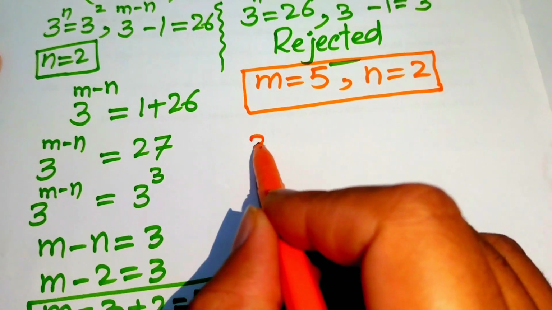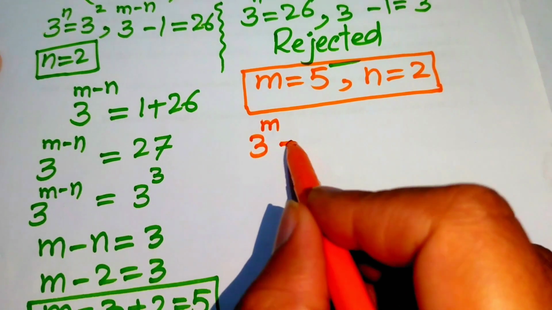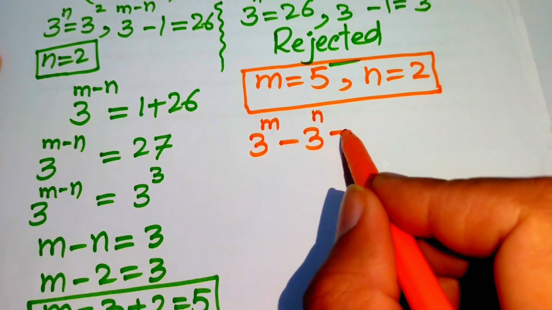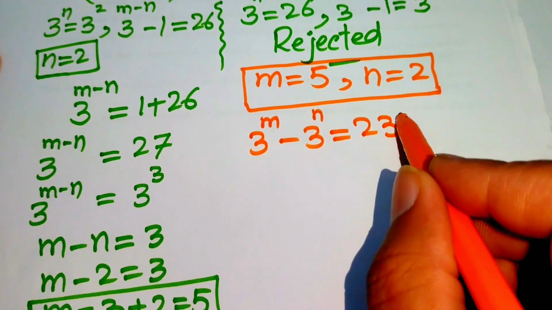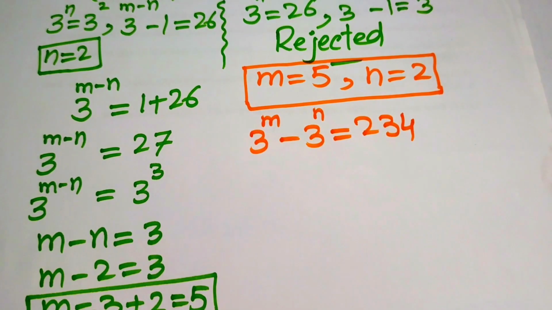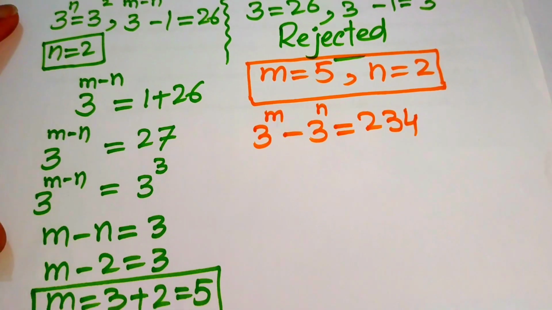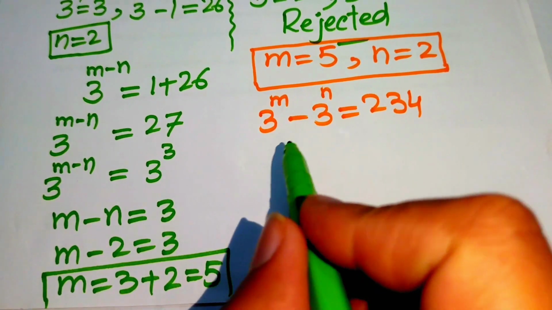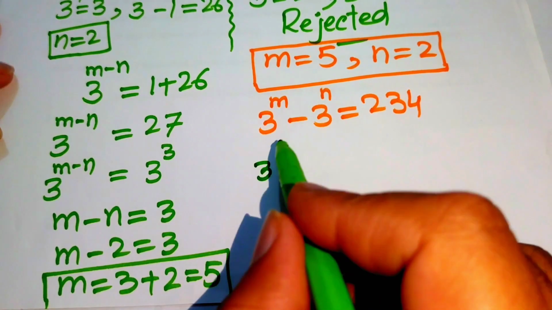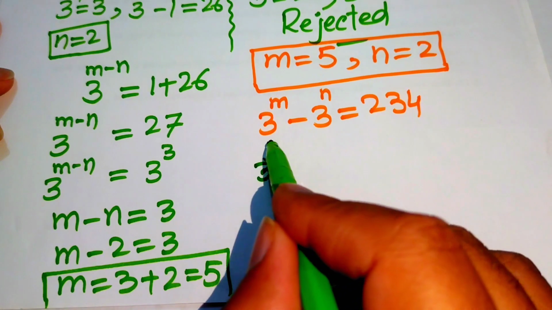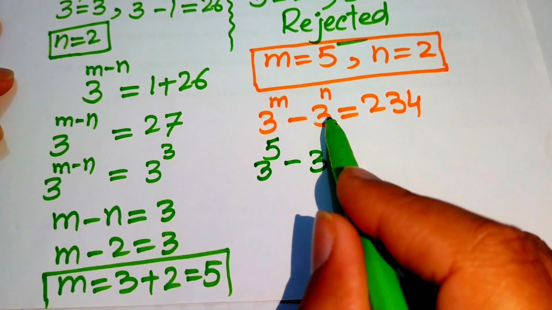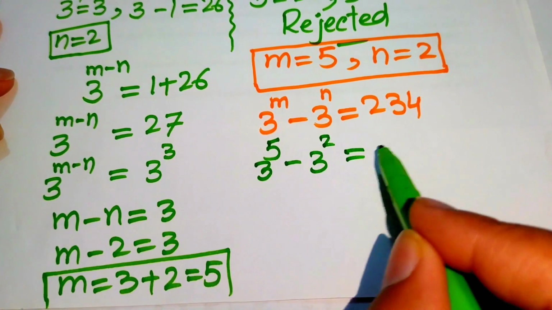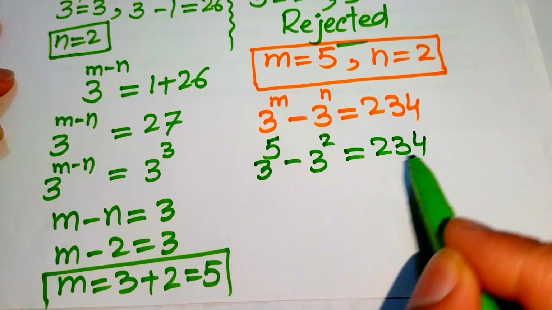Our given question statement is 3 to the power of m minus 3 to the power of n equals 234. Now we substitute the values of m and n here, and we check whether these values satisfy this question or not. So here we have 3 to the power of m, where m is 5, minus 3 to the power of n, where n is 2, equals 234.